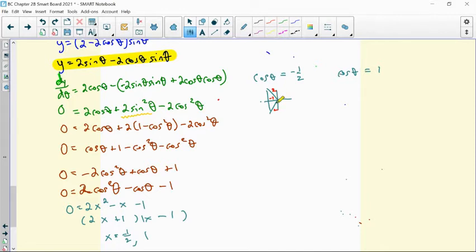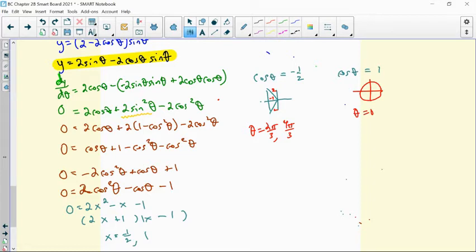I'm sorry, no, not a 30-degree reference angle. It's a 60-degree reference angle. So that's 120, or 2 pi over 3, and 4 pi over 3. So it looks like theta is equal to 2 pi over 3, or 4 pi over 3. And then over here, when is cosine equal to 1? Again, on the unit circle, you could either choose 0 or 2 pi. So theta is equal to 0 or 2 pi.